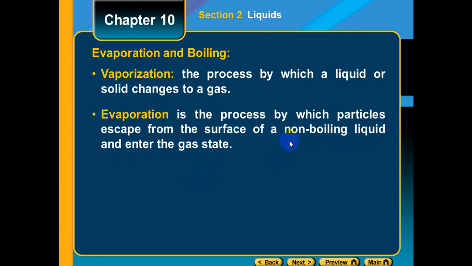For example, water boils at 100 degrees Celsius. If the temperature of water is 50 or 40, some water molecules escape from the surface of water, like what happens in the sea. Water evaporates from the surface of water to form clouds. So, below the boiling point, liquids can evaporate, can change to gas state, which is evaporation.